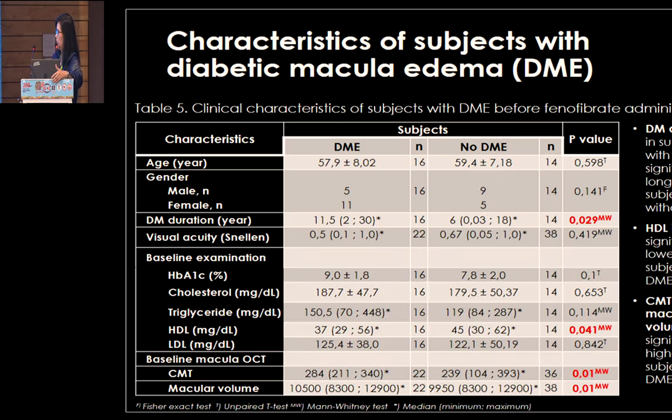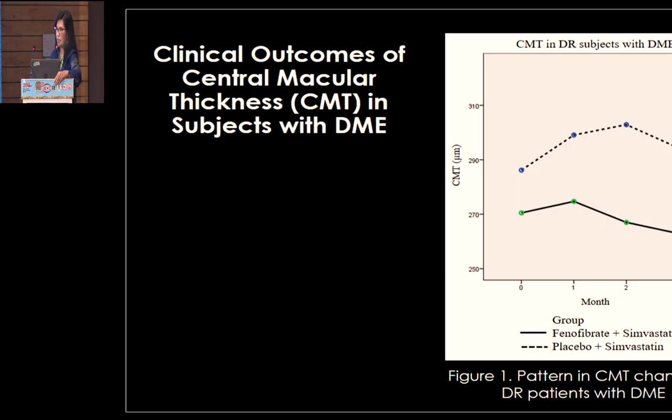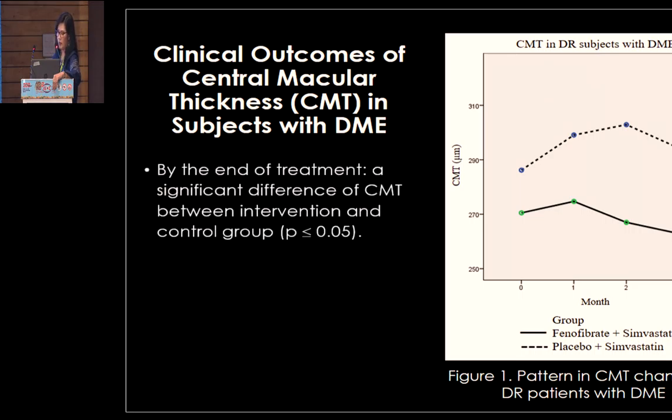We can see that the patients with DME have a longer duration of diabetes and also a significantly lower level of HDL cholesterol. And after treatment, we observed that in the group treated with fenofibrate, there is a significantly lower central macular thickness compared to baseline, whereas in the placebo group, there is an increase in the central macular thickness until month two, followed by a decrease, but still above the baseline.